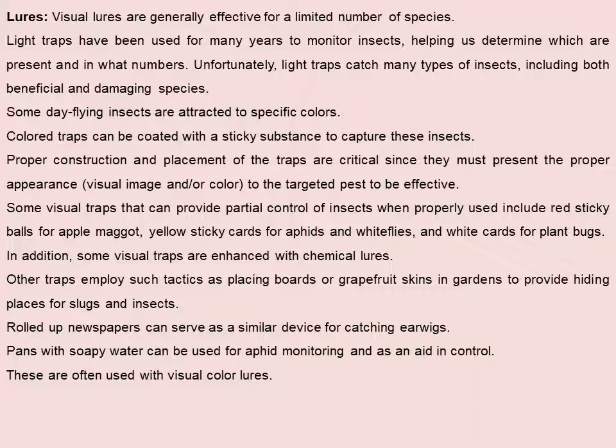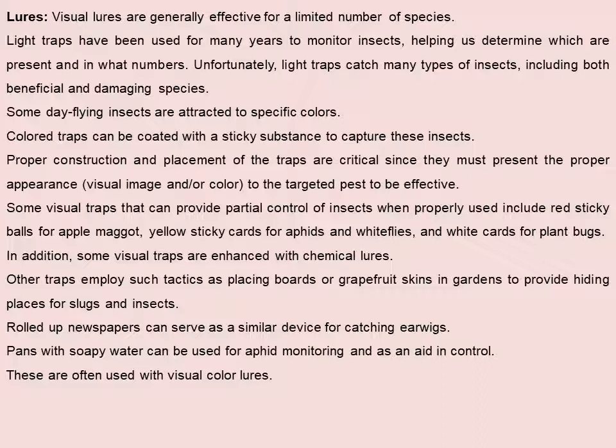Some visual traps that can provide partial control of insects when properly used include red sticky balls for apple maggot, yellow sticky cards for aphids and whiteflies, and white cards for plant bugs. So, the color also becomes very important while employing the different kinds of traps for different insects. In addition, some visual traps are enhanced with chemical lures.